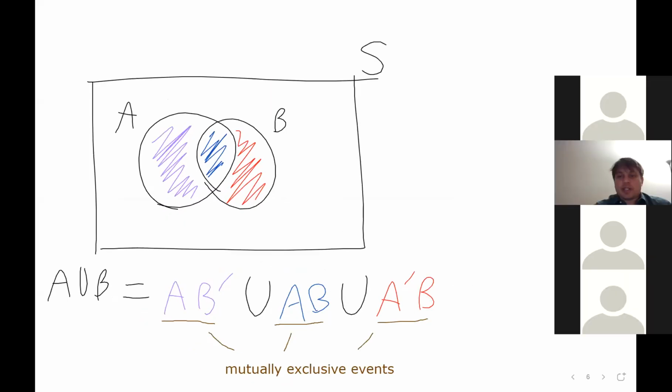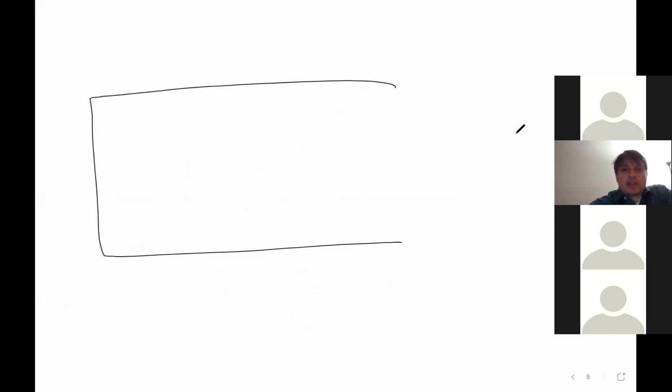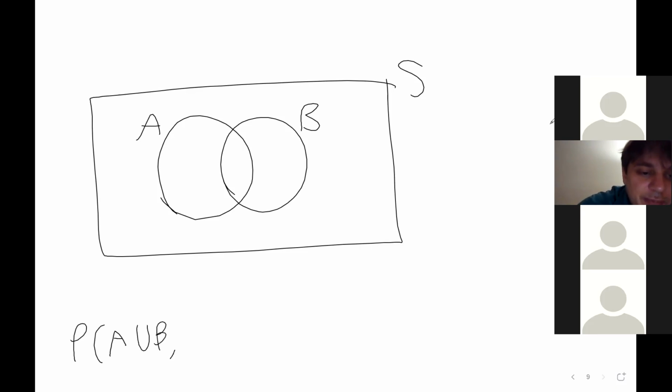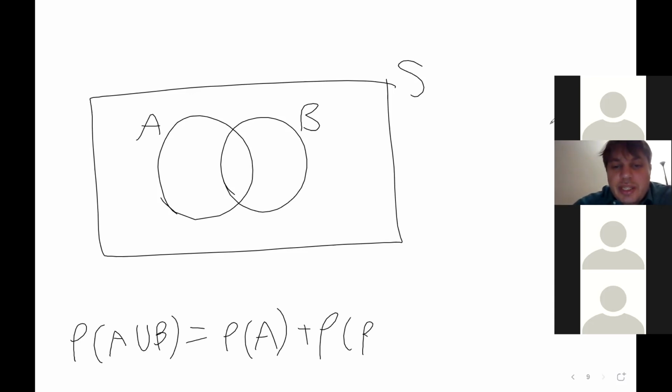So we go to the whiteboard a second and look at why this makes sense. You have the universal set S, the set A, and the set B. Think of the equation we just talked about: P of A union B is equal to P of A plus P of B minus P of AB.